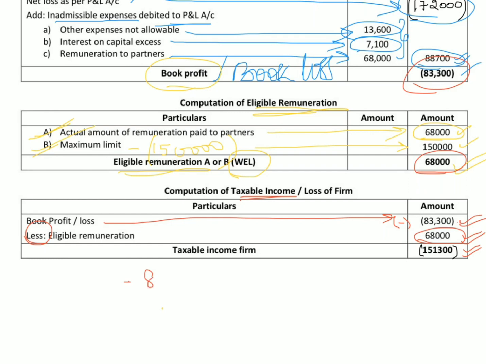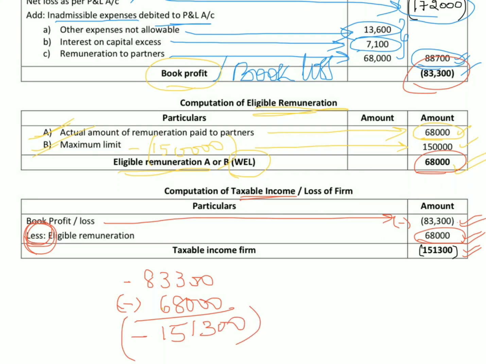That is, minus 83,300 less 68,000. Minus and minus, you will add them, but keep the sign of the greater number, right? So negative 83,300 minus 68,000, you will get minus 1,51,300. That is the business loss.